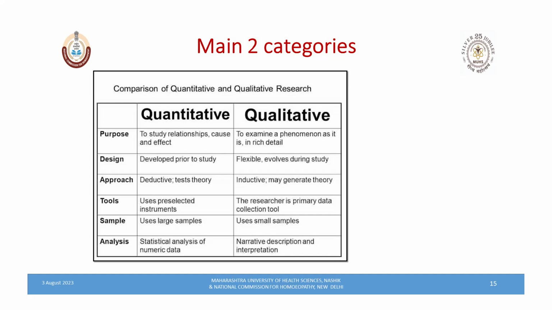Sample: quantitative uses large samples, while qualitative uses small samples. The analysis in quantitative is statistical analysis of numeric data, and in qualitative, narrative description and interpretation.